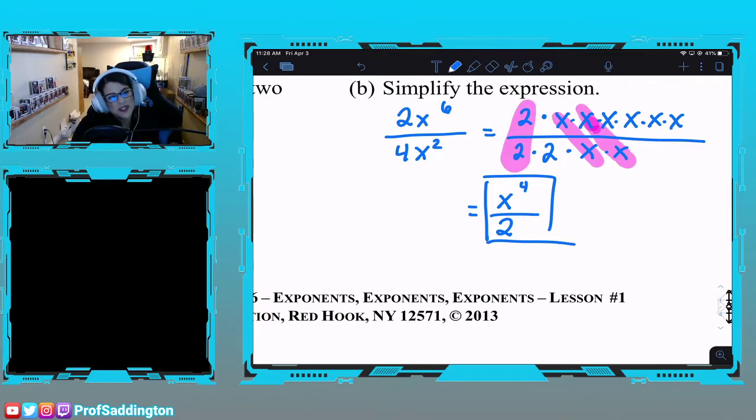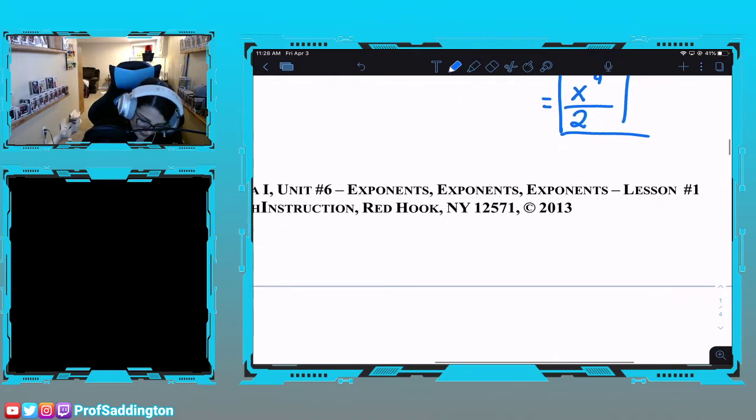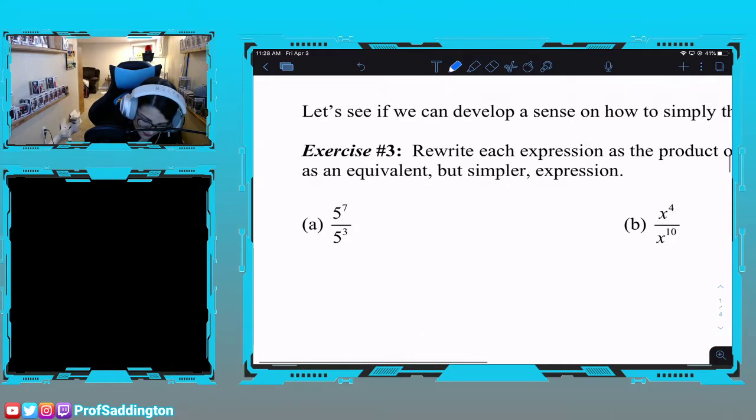So personally for me, I like that way a little bit nicer. We just cross out all the ones. Maybe a little bit more work, but to each their own. Whatever method works for you is fine with me. So let's try a couple more examples on the back or on the next page, depending on how you printed this, if you did.